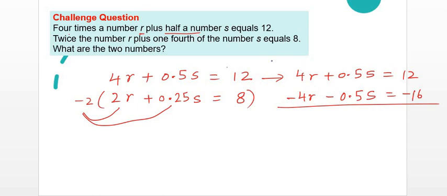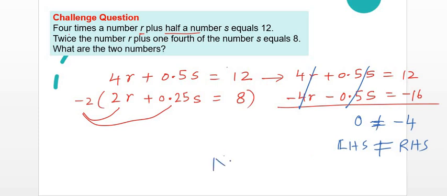Now clearly you can see these are equal, so they will cancel each other. If I do solve it, this one will also be cancelled. So 0 equals -4. That means the left hand side is not equal to the right hand side. That's why we will say there is no solution. Clear? That's all for this video. I took some of the questions from the past papers. Hope these will be helpful for you. That's all.